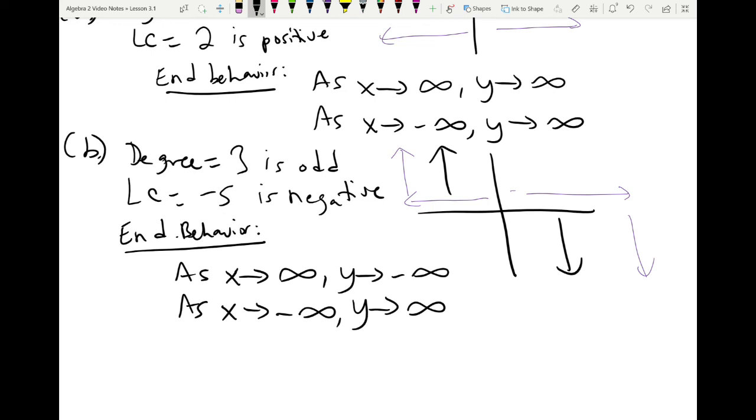All right, and that's it for the lesson, guys. You just have to be able to determine the end behavior, leading coefficient, and all of those features in order to ultimately be able to sketch a graph using this information, or at least sketch an approximation of the graph.